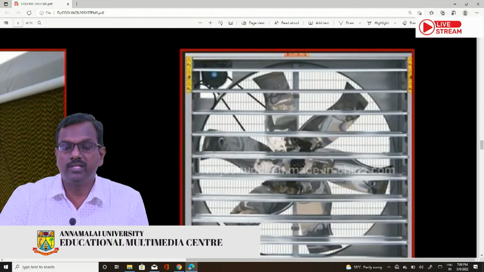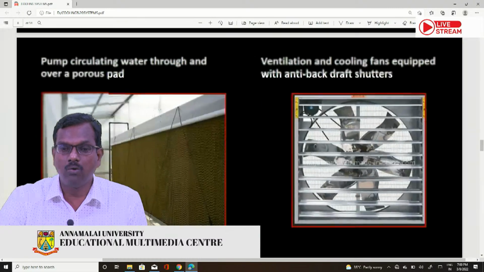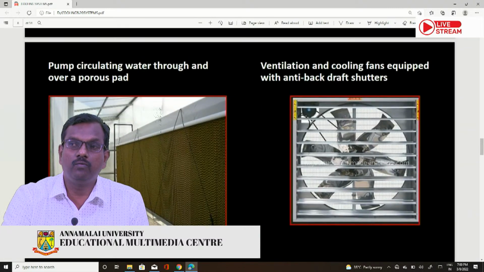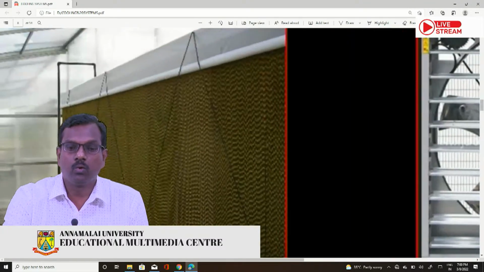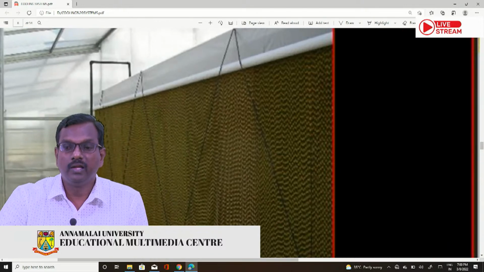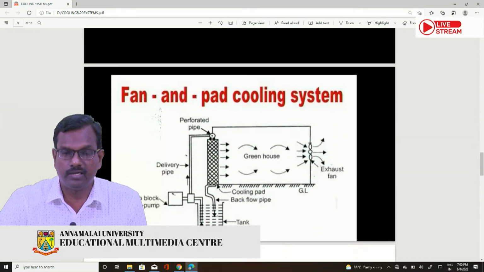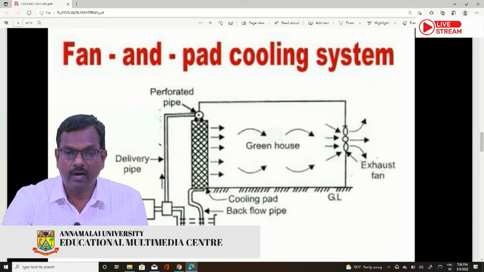Whenever we operate the exhaust fan, the air inside the greenhouse will move out, and new air will come in from the other end through this cooling pad which is wet. So the air will get cooled when it is moving inside the greenhouse. Now we will see the pictorial representation of this fan and pad cooling system.